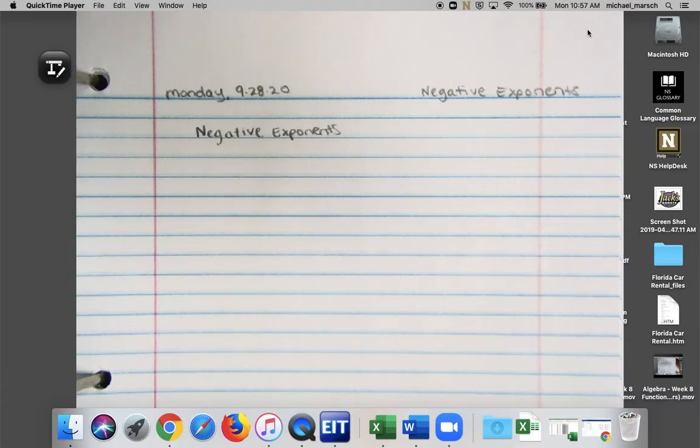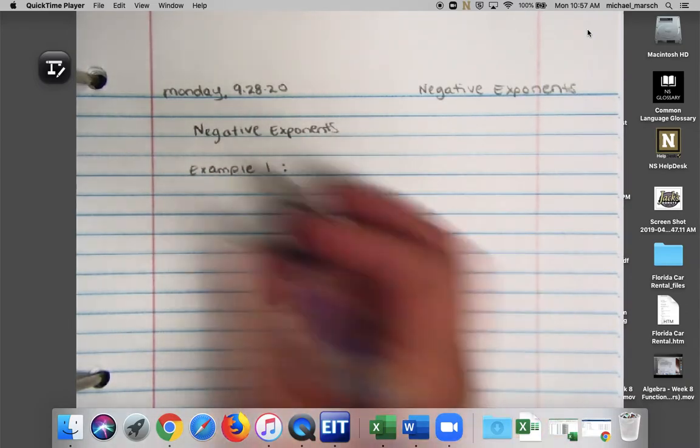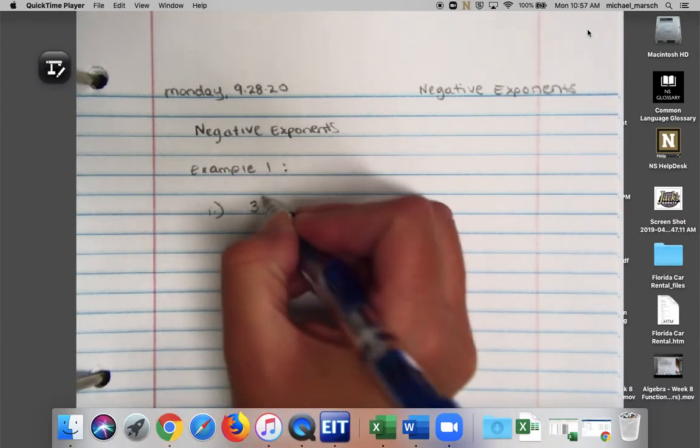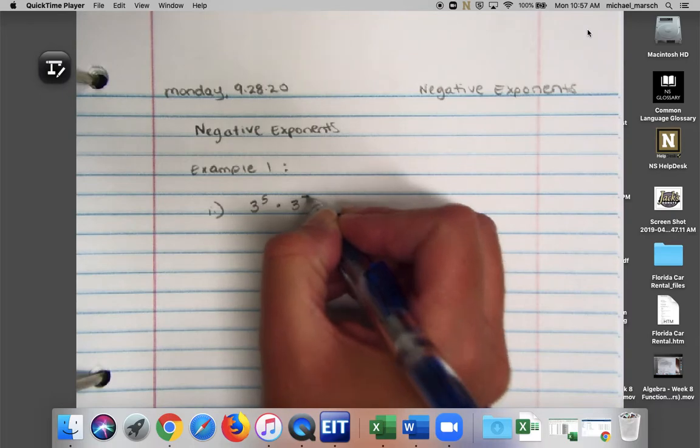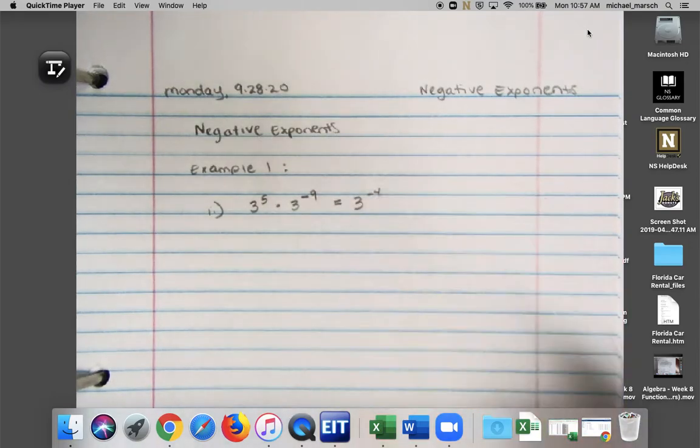So let's say we've got this problem, example 1. We've got 3 to the 5th times 3 to the negative 9th. Okay, so I'm multiplying, I've got the same base. What do I do with that 5 and that negative 9? What do I do with those two values? Who remembers? Add, right? So what is 5 plus negative 9? Negative 4, right?